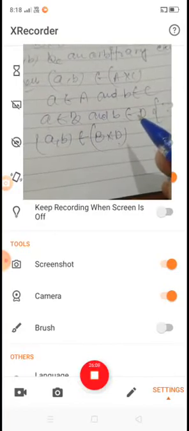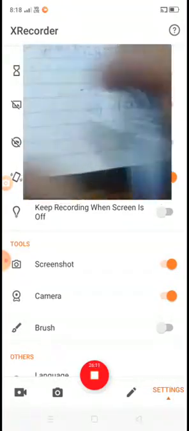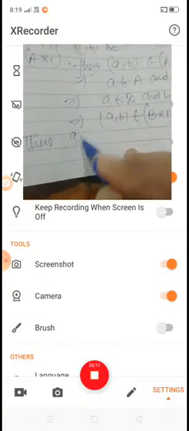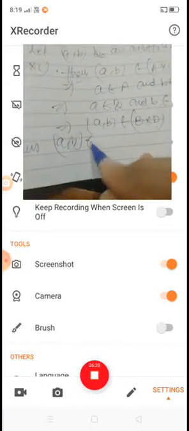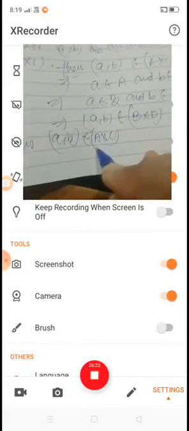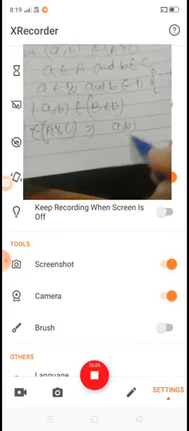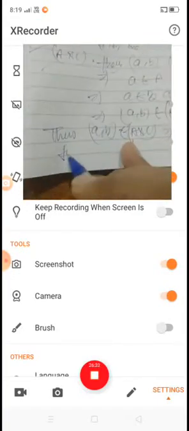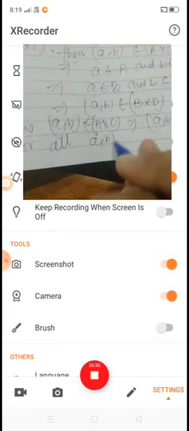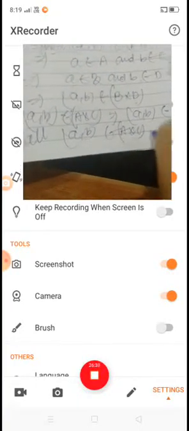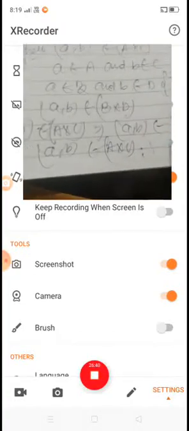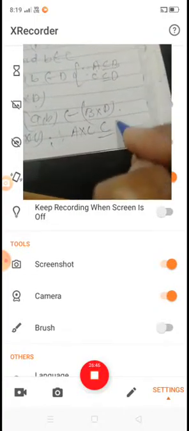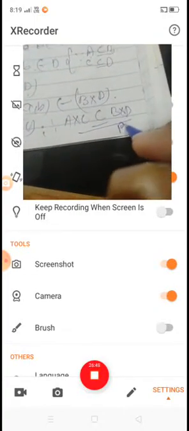Thus (a, b) belongs to A cross C implies that (a, b) also belongs to B cross D, for all (a, b) belonging to A cross C. Since we can say that A cross C is a subset of B cross D, hence proved.